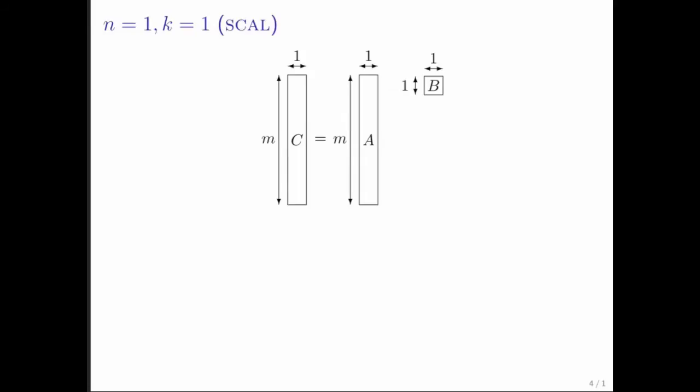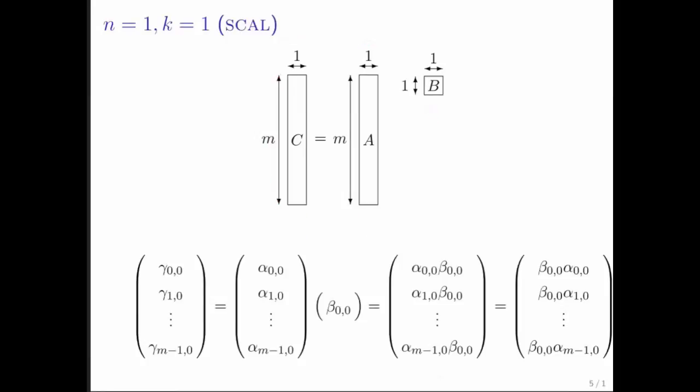Well, what about the case where m is some size, but the n dimension and the k dimension are equal to 1? Well, then you end up with this special case. And what do we have? We have a column vector being computed as a column vector times a scalar. Well, what does that look like? It looks like this.